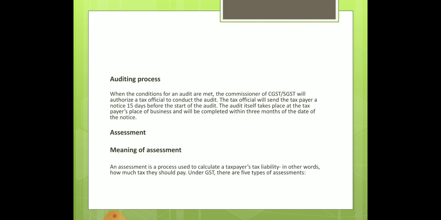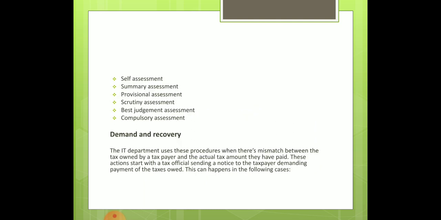And what is assessment? First, let us know the meaning of assessment. Assessment is one of the processes to calculate the taxpayer's tax liability. In other words, how much tax we should pay. Under the GST, there are 5 types of assessment. There is self-assessment, where the taxpayer assesses it themselves, and then summary assessment, which is written in the form of a summary. The provisional assessment should be conducted, and the scrutiny assessment is not in a very big form; it is conducted on a small scale.